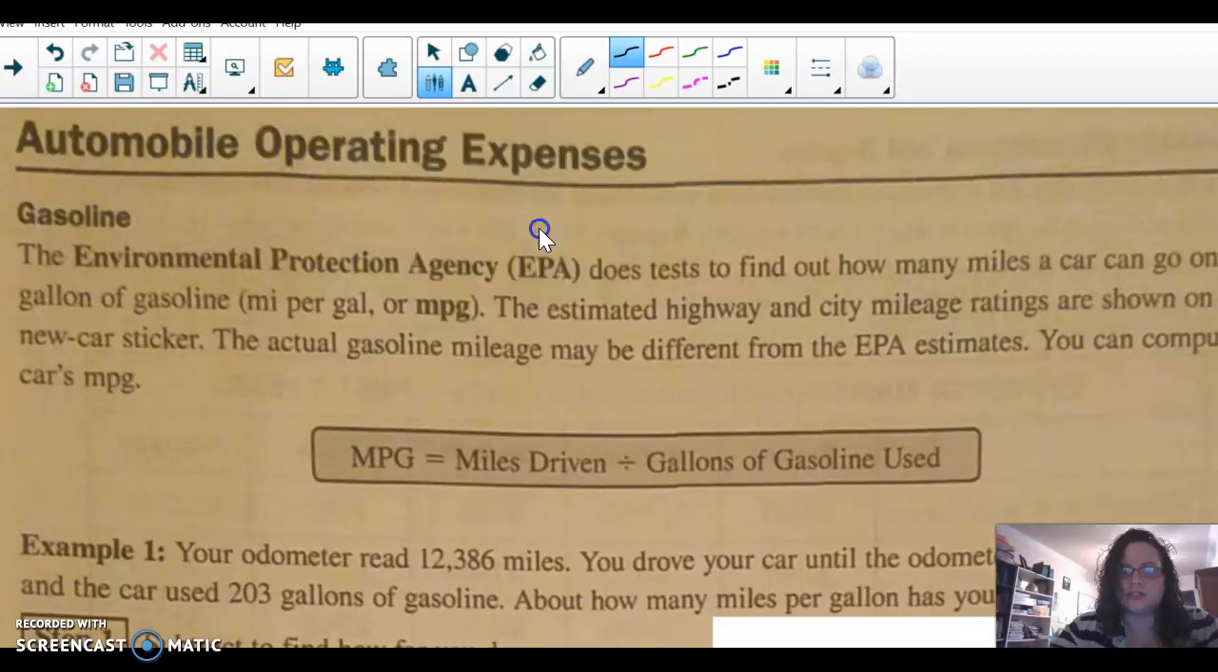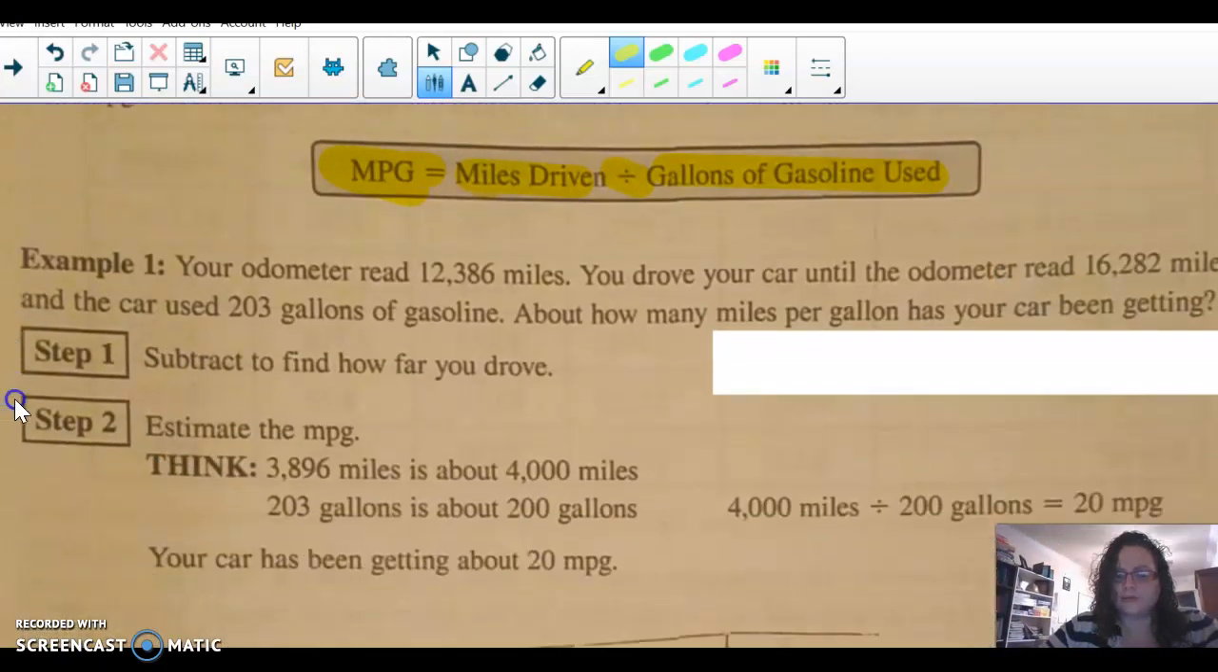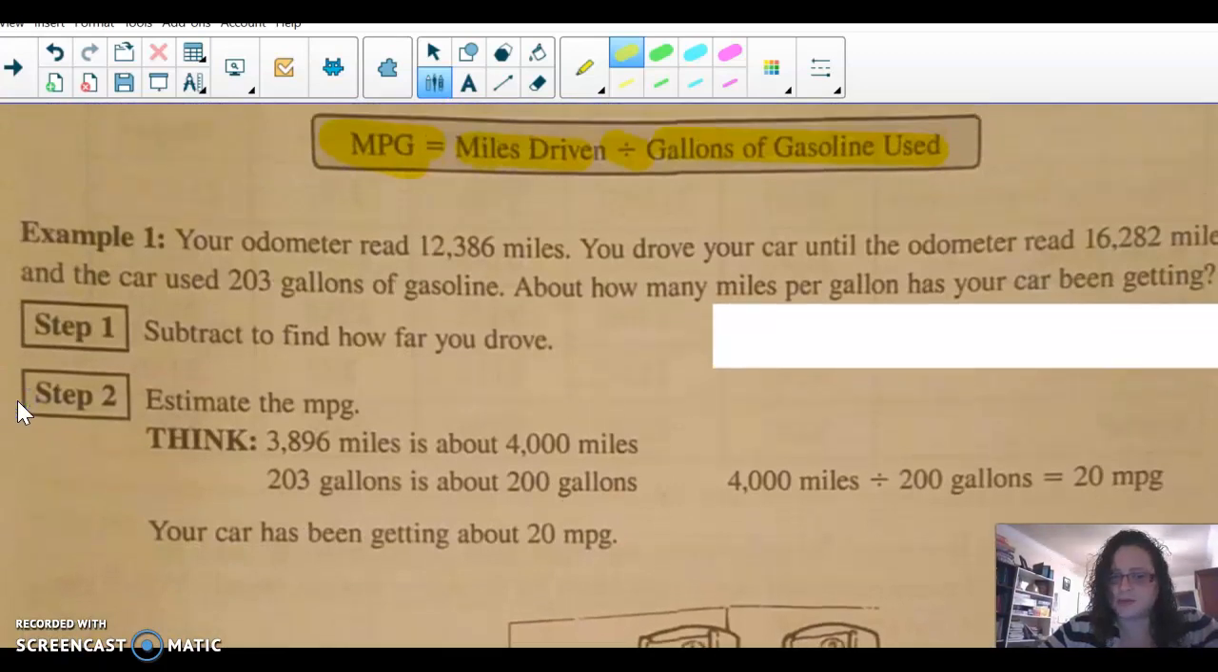So our big formula to know is that your miles per gallon, or MPG, is going to be your miles driven divided by the gallons of gasoline used. So here is an example. Example one: your odometer, which is in your car, tells you how many miles you've driven. It reads 12,386 miles. You drove your car until the odometer read 16,282 miles, and the car used 203 gallons of gasoline. So the question is, about how many miles per gallon has your car been getting?